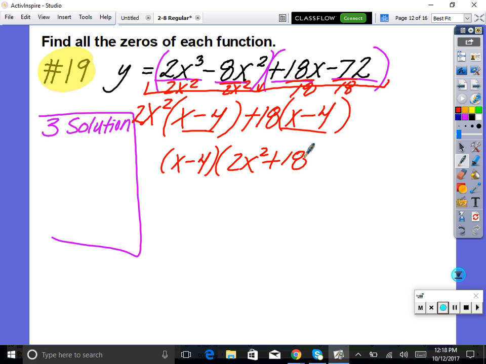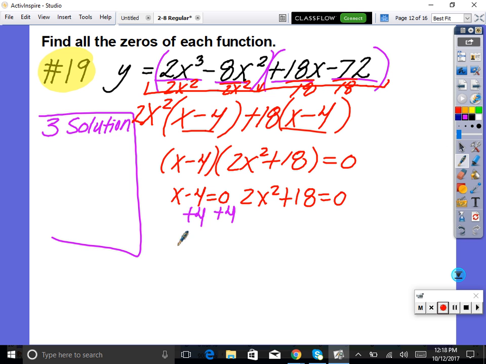Let's solve it appropriately. So x minus 4 equals 0. 2x squared plus 18 equals 0. Don't try to do it in your head. Just use algebra. X equals 4. There's one of our solutions.